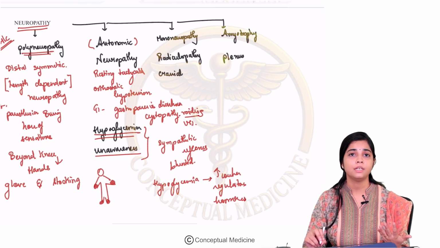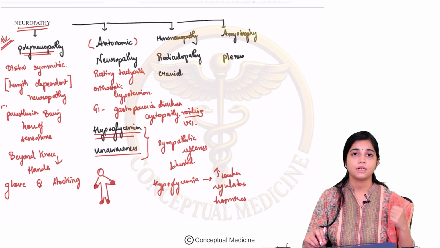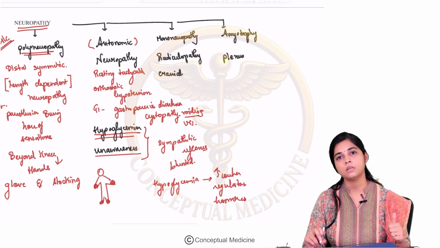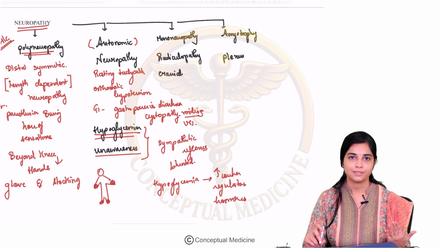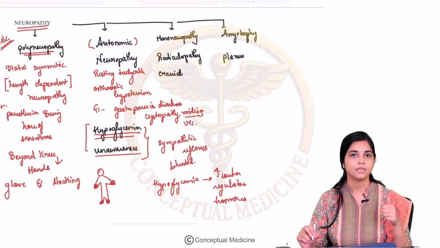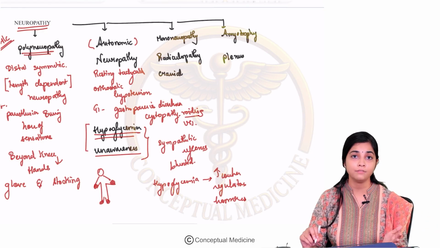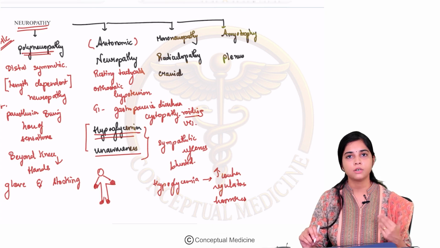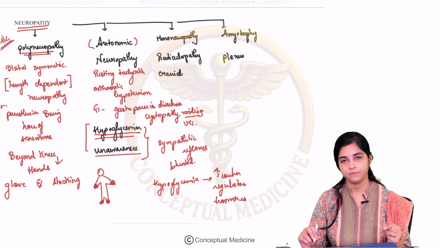When these counter-regulatory hormones are released, you will have tachycardia, sweating, and dizziness. But this does not happen in a patient with chronic long-standing autonomic neuropathy because the sympathetic reflexes are blunted, and this results in what we call hypoglycemic unawareness, which is a very dangerous situation. They have hypoglycemia, but they are unaware of it. They do not have sweating, dizziness, or tachycardia. Okay, so this is about the various ways in which autonomic neuropathy can present.